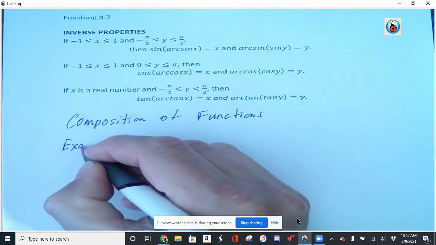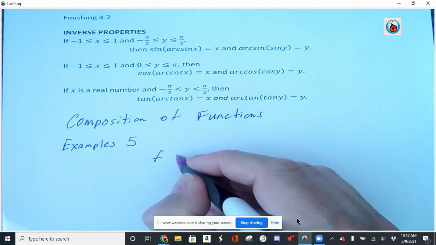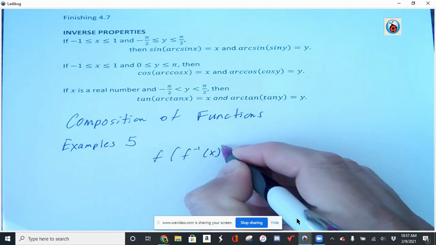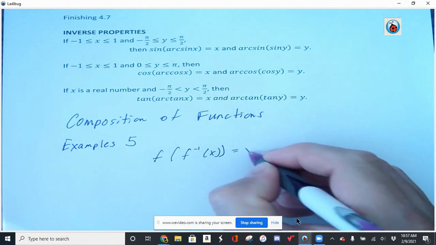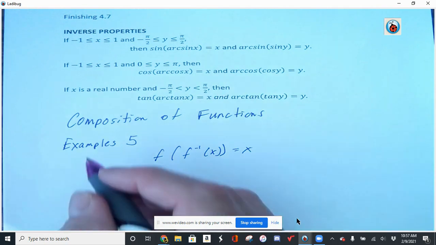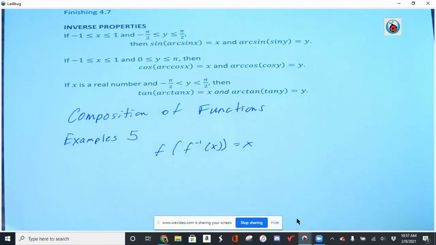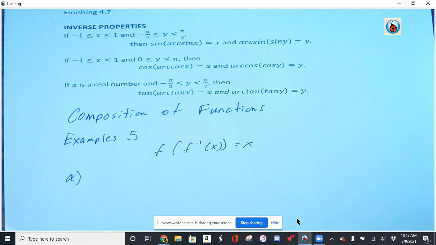Now we're using those properties for composition of functions. A composition of functions would be where you take one function, find its value, and once you find that value, you place it into the other function. Composition of functions is taking two or more functions and using them in some sort of operation. In example number 5, the instructions are, if possible, find the exact value. So there are three different problems.